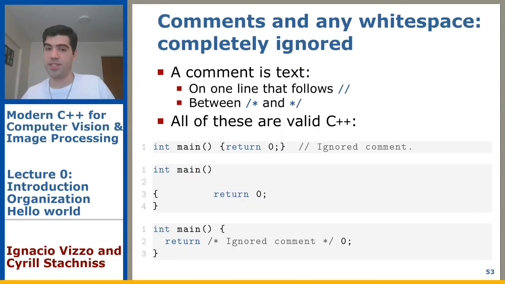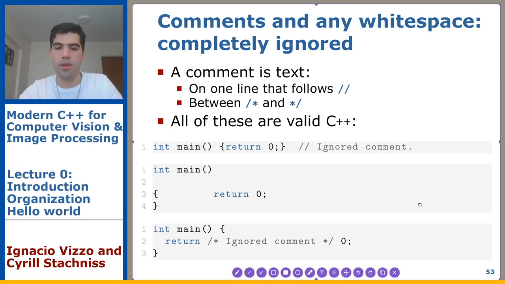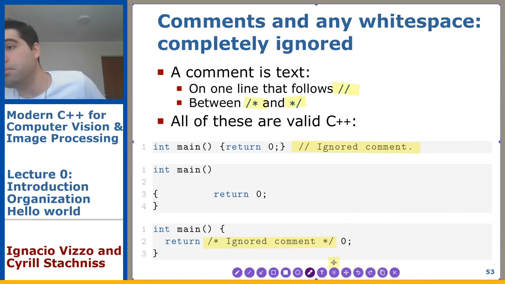Something that is important is comments. Whenever you write source code, you can add comments. Again, the philosophy nowadays is to write code that speaks for itself and not the comments. Basically, whatever follows this double slash will be a comment, so this is completely ignored. And whatever is between these two guys, that is basically a C style comment, will be also ignored. So I will highlight here the parts of the program where you can actually write whatever you want and it will be completely ignored.